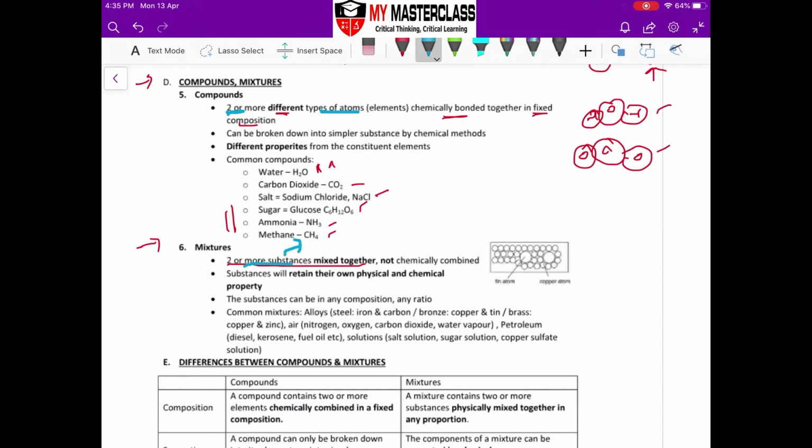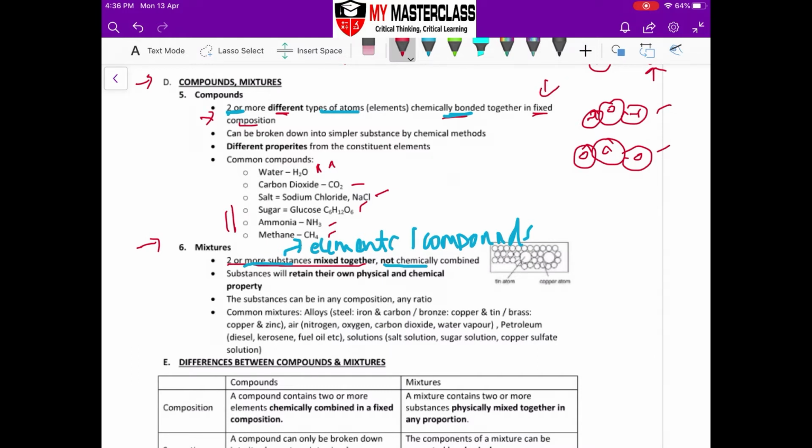In this case, my substance can be elements. It can also be compounds. And that's why we use a very general term of two or more substances. And then this one is chemically bonded together. This is not chemically bonded together, means they are just mixed together, and that's why we call them mixtures. Okay, this idea is very, very important, because a common question that is being tested is that they will ask you what's the difference between a mixture and a compound. Okay, just now I forgot to mention this in fixed composition or fixed ratio.